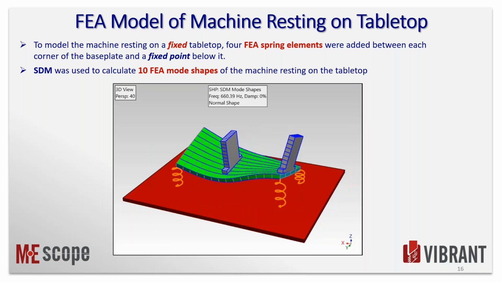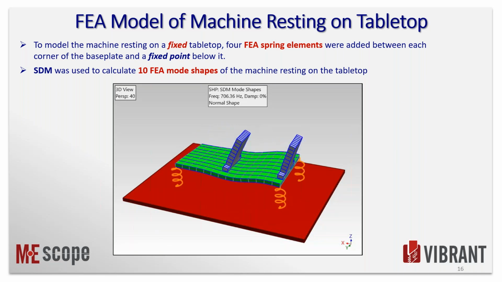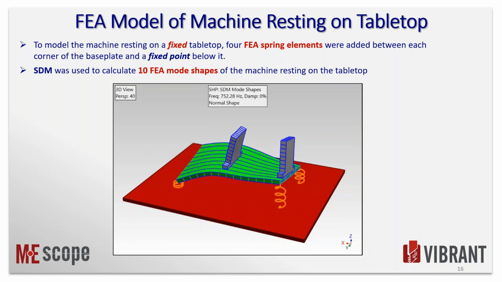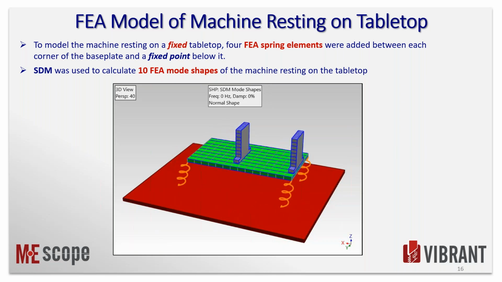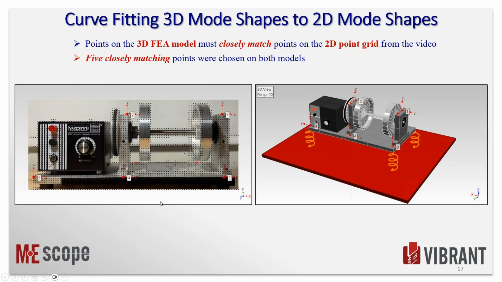So these are the FEA mode shapes that we're going to curve fit to the 2-dimensional data, the OMA data, the mode shapes that we extracted by curve fitting the ODS-FRFs. So let's move ahead and just look at those results and talk about that.